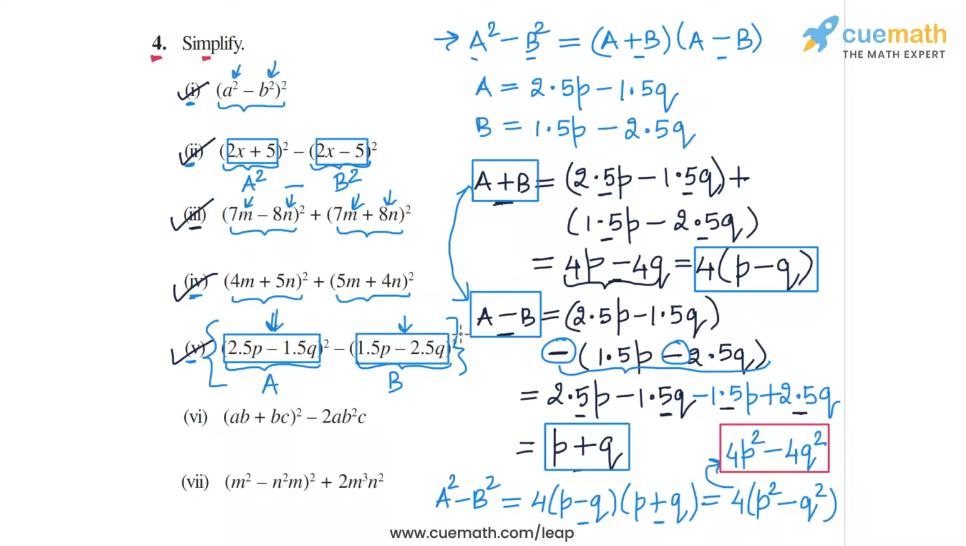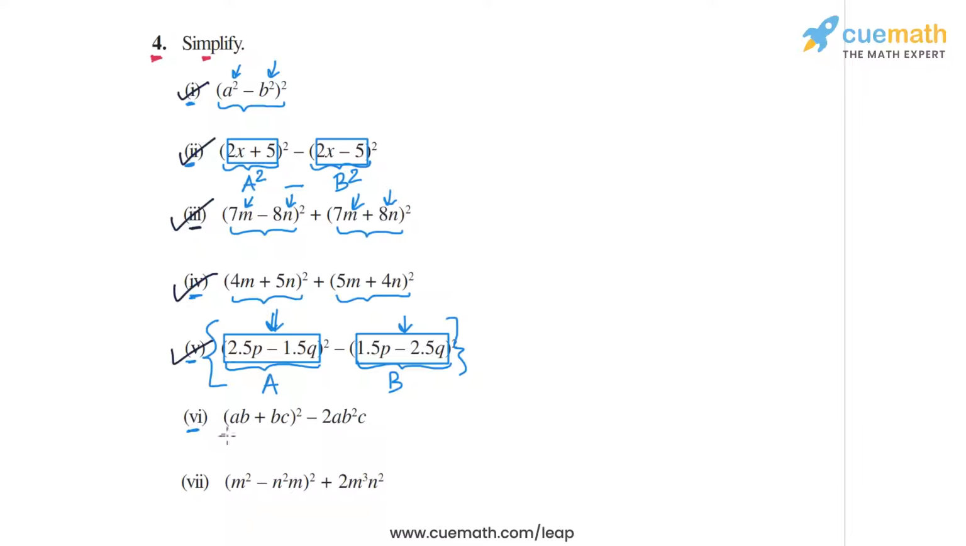Now we come to part 6, in which we have to simplify this expression: ab plus bc whole square minus 2ab square c. So the first part, ab plus bc whole square, is of the form x plus y whole square, where x is ab and y is bc. So x plus y whole square can be expanded as x square plus 2xy plus y square. So we can apply this identity and simplify the expression in part 6.